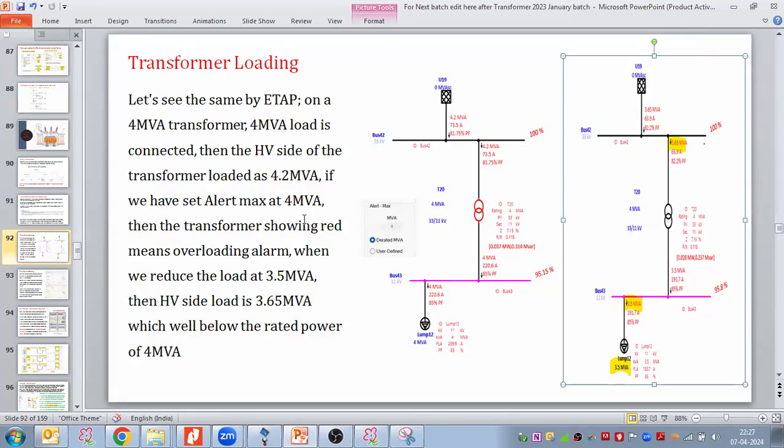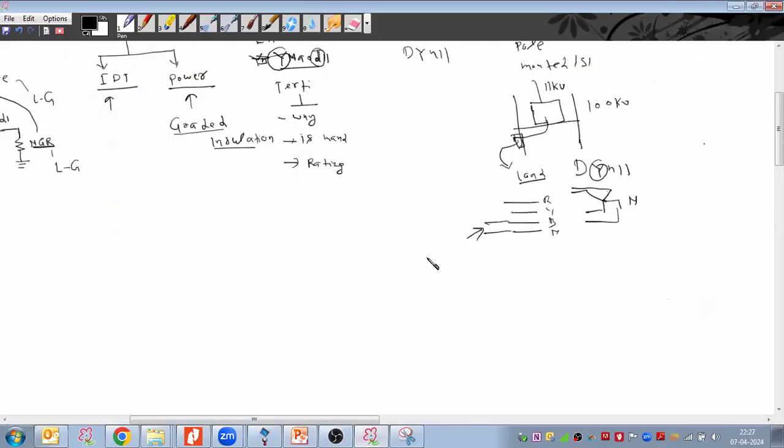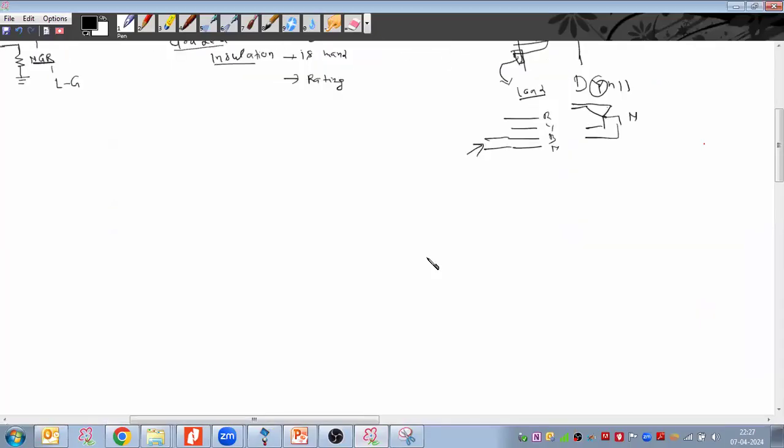Am I clear? What is the concept that we established in the case of the transformer and motor? In the case of the transformer, if I say a 4 MVA transformer, this 4 MVA is the HV rating and 4 MVA is the LV rating as well. Only what is changing? The voltage, right?